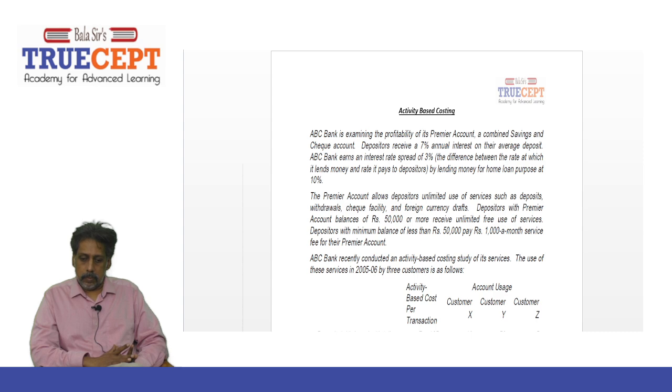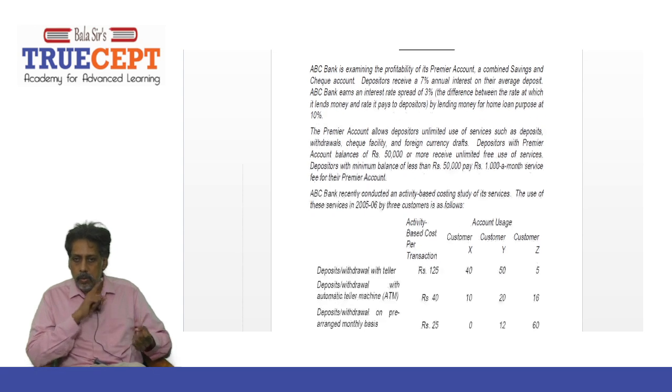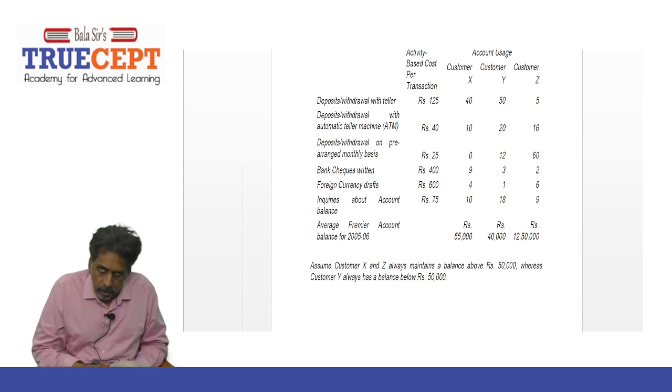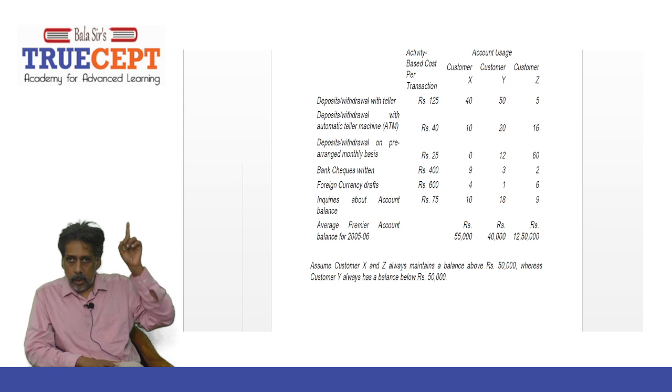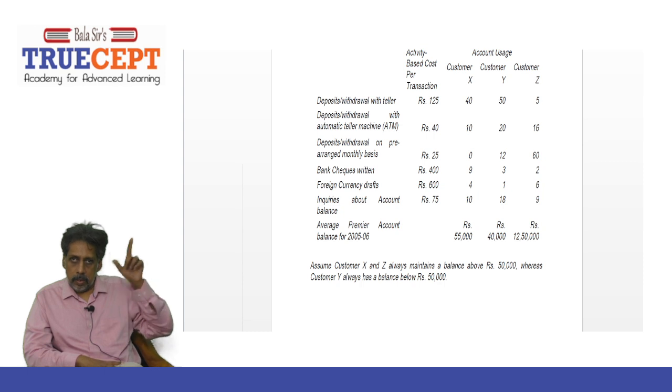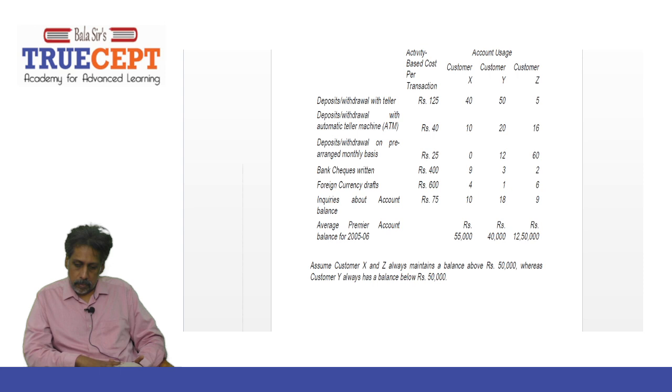Now, ABC Bank recently conducted an activity-based costing study of its services. The use of these services in 2005-06 by 3 customers is as follows. The use of the services offered by the bank by the 3 customers is given in this table, right? They have given the services that you render, and the cost incurred by the banker in rendering that service to the customers. It gives the data for 3 customers having this Premier account: particulars, activity-based cost per transaction, then account usage of customers X, Y, and Z.